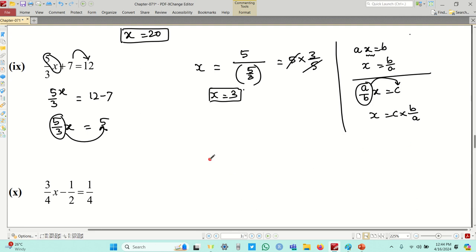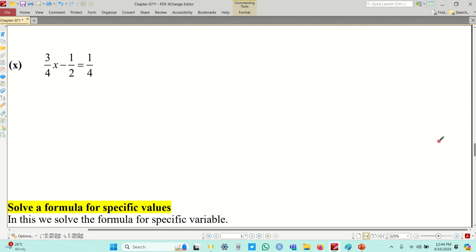Okay. Now come to the last question. What is the last question? The last question is the same type of question. Here some fractions are given, but this is a number, this is a number. So what will we do? We will shift this here. Okay. So what will be 3 divided by 4 x is equal to 1 divided by 4, and you will shift minus 1 by 2, it will change into plus 1 by 2. So 3 divided by 4 x is equal to, 4 is the LCM.